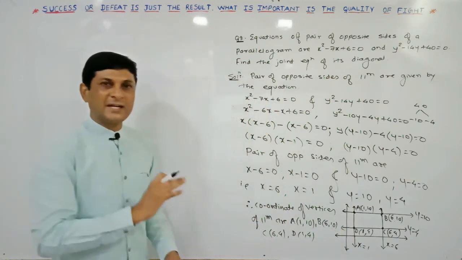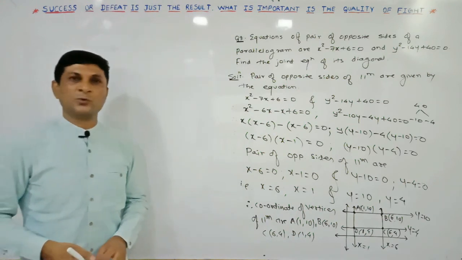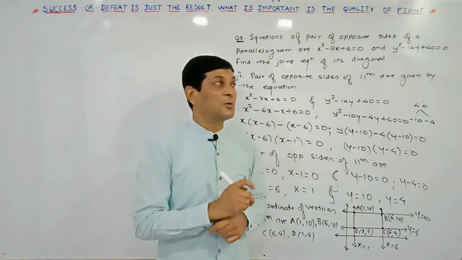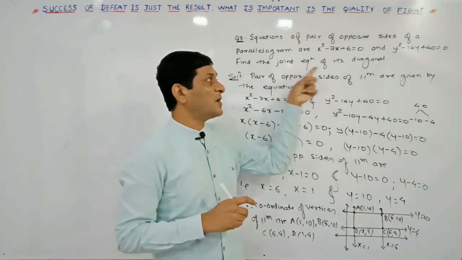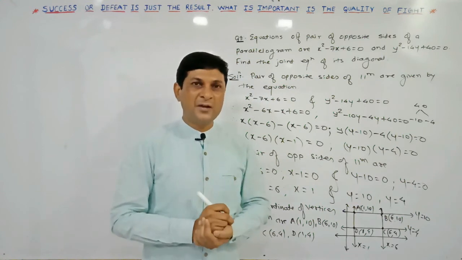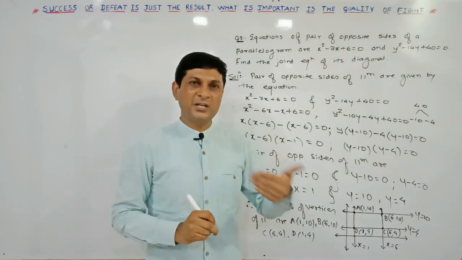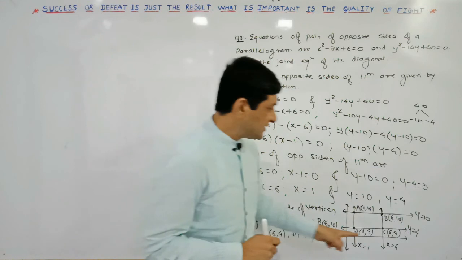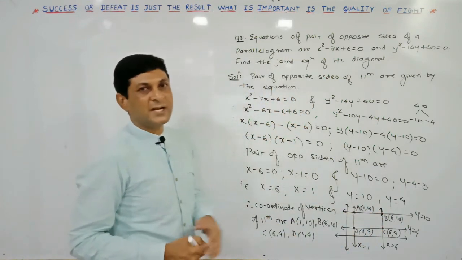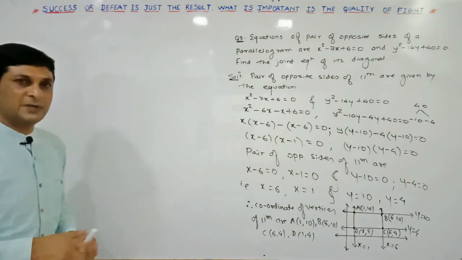Once all the vertices of this parallelogram are known to us, we are trying to find the equation of both diagonals, because we have to find the joint equation of the diagonals. To find the joint equation of the diagonals, first our aim is to find the equation of each diagonal. The first diagonal is AC, and the second diagonal is BD. Now we are trying to find the equation of diagonal AC.